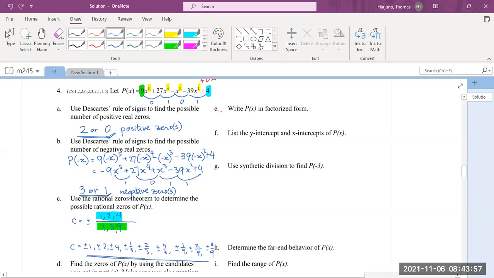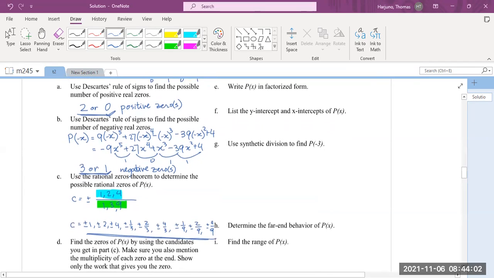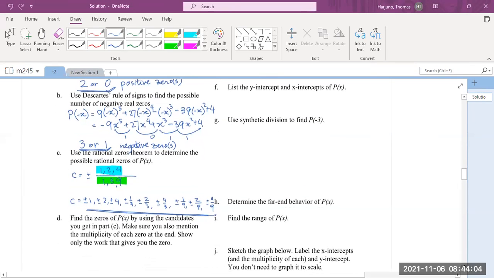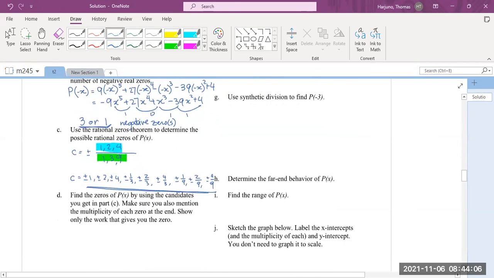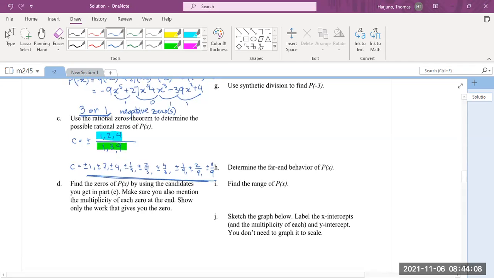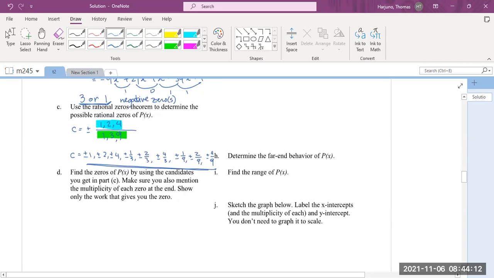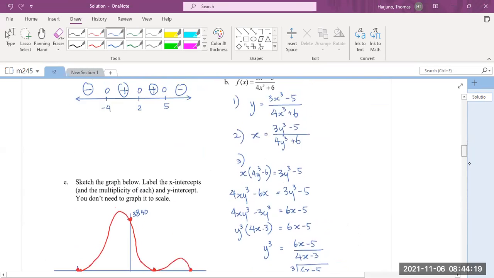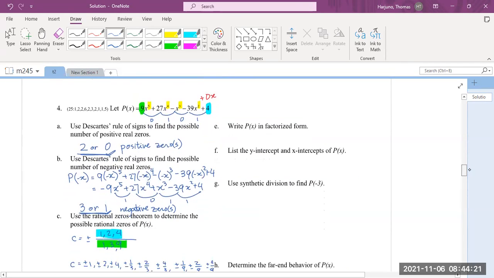In other words, if we have any rational zeros, where a zero is a rational number, then it must be one of the numbers in the list. Okay, it must be one of the numbers in the list. Now, the next one is the most challenging one, the one that a lot of people really still don't know how to do. Okay, we will try to find the zeros.